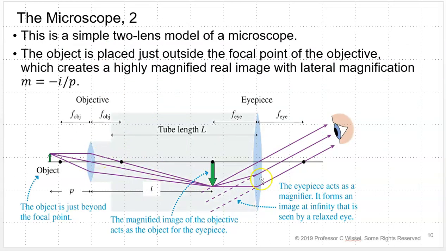So this is basically a simple ray diagram of a two-lens microscope. The object is placed just outside the focal point of the objective, which creates a highly magnified real image with a lateral magnification of m equals minus i over p.